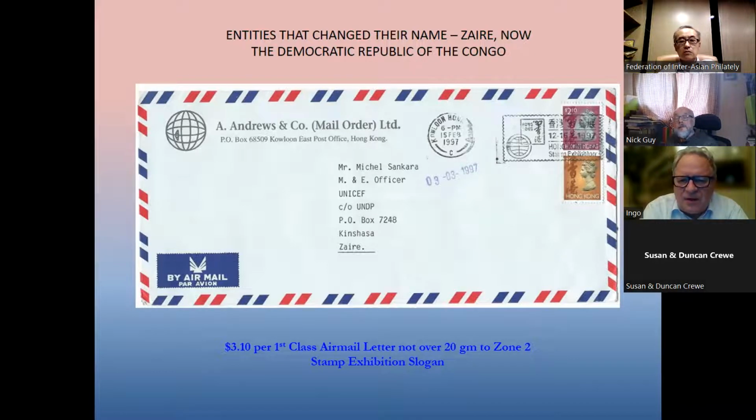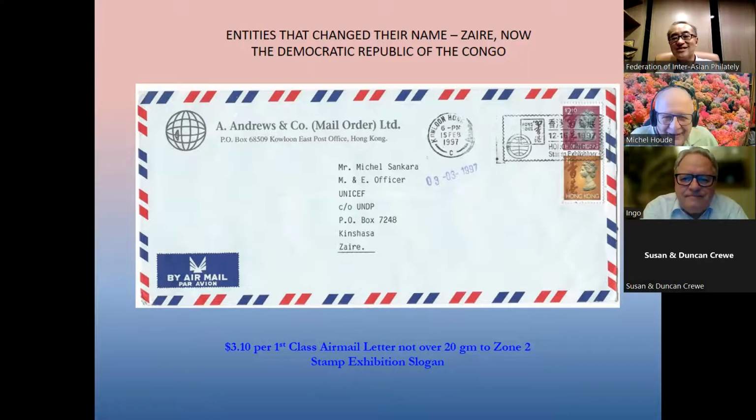It's a nice late Hong Kong prior to handover cover from 15th of February, 97. And it shows a receiver of 3rd of March, 97, going to Kinshasa, which is the capital of Zaire. And also it's got a stamp exhibition slogan. Yeah, I was just going to point that out. Neat. Nice, clean cover. Very modern, but still it fits my category of dead countries.